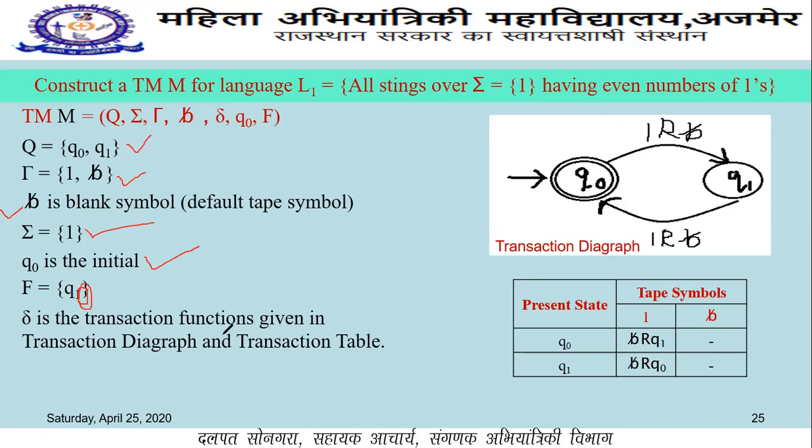And delta is the transition function, which is given either in the transition diagram format, or in the transition table format, or as written in the previous slide, in the transition function format. Any of these formats you can use. So this is the construction of a Turing machine.